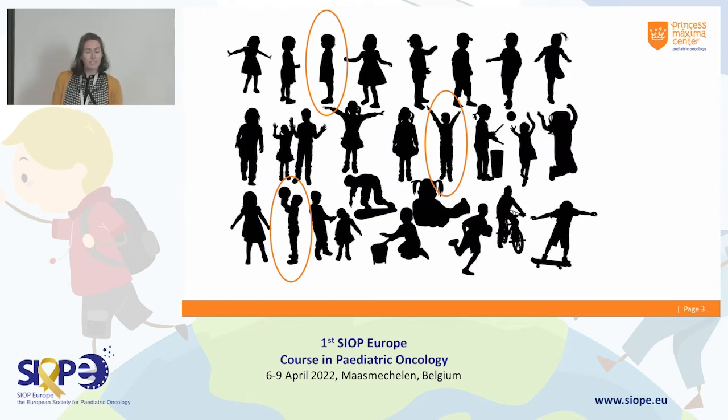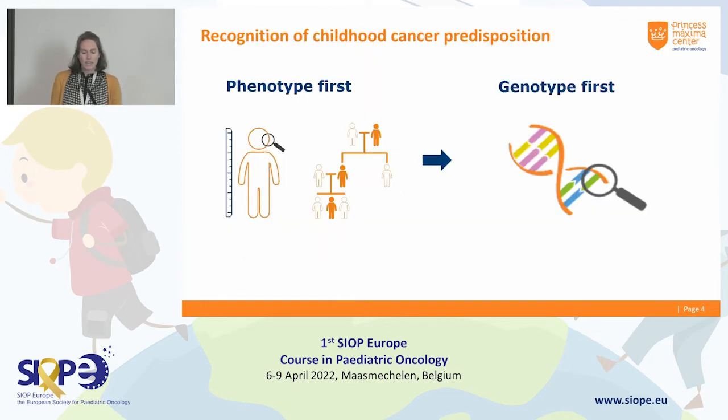So 10%, 1 in every 10 children. And there are different ways to recognize these children. And we see a gradual shift from a phenotype-first approach, the way we always did it in the past, looking at these children, looking at their family history, to a genotype-first approach, just testing all the genes, many genes, specific genes. And I think that there is quite some difference between the countries.